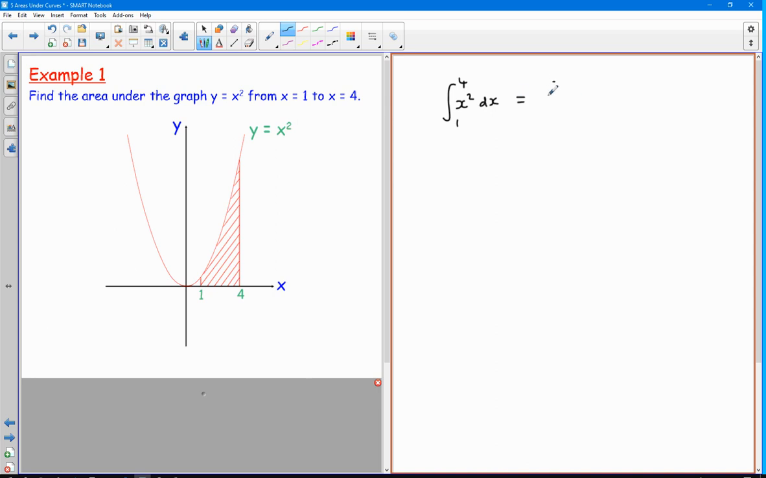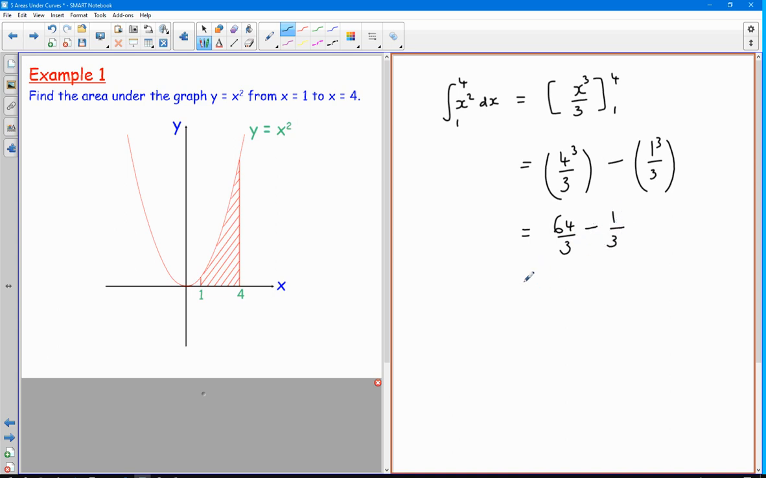So we know now that gives us x cubed over 3. So add 1 to the power, divide by the new power, and we're going to evaluate that between 4 and 1. So that would give us 4 cubed over 3, putting in the first limit, and then putting in the second one, 1 cubed over 3. So that gives us 64 over 3, take 1/3, so that gives us 63 over 3, which is obviously 21 units.